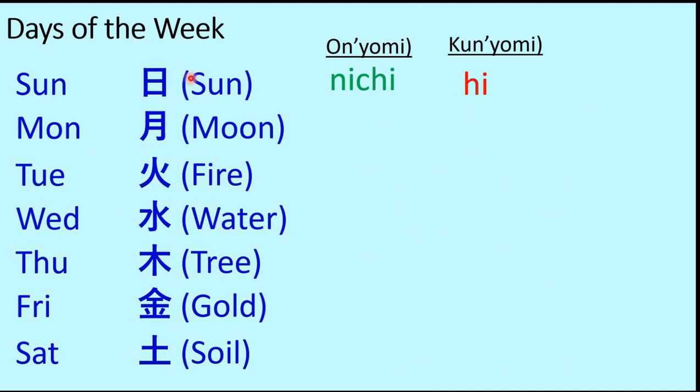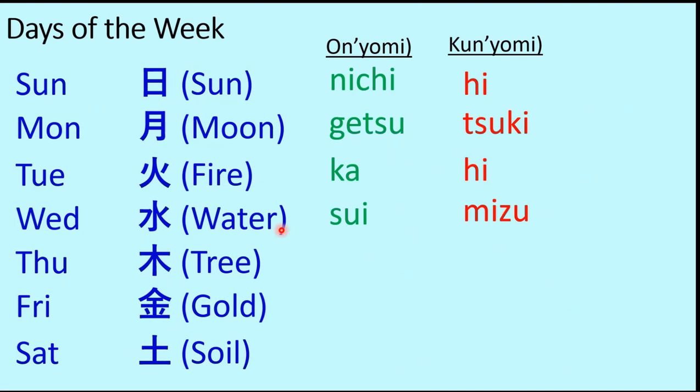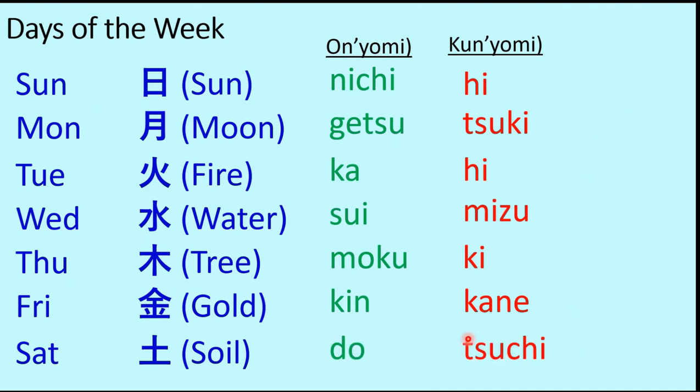So for sun, we have Nichi in Onyomi and Hi in Kunyomi. Similarly, for moon, we have Getsu and Tsuki. For fire, we have Ka, we have Hi. For water, we have Sui in Onyomi and Mizu in Kunyomi. Tree, we have Moku in Onyomi and Ki in Kunyomi. Gold, we have Kin and Kane. And soil, we have Do and Tsuchi.